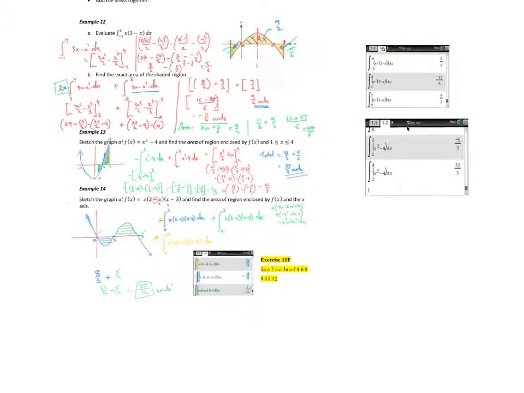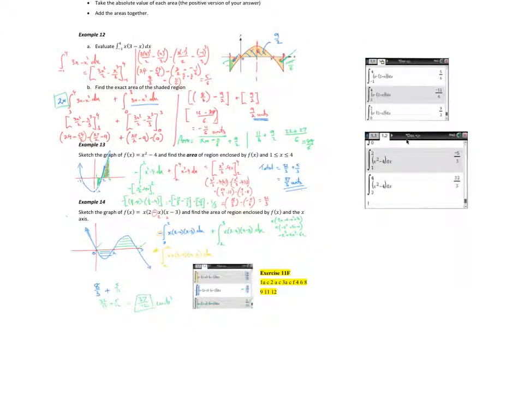So just to confirm there, look at our previous two examples. Example 13, the integral between 1 and 2 of x squared minus 4 dx. There's my negative 5 on 3 that we were talking about, okay? So I have to multiply it by negative 1 to make it a positive 5 on 3. And then obviously the 32 on 3 here corresponds to the integral between 2 and 4, which is positive, which we expect because it's above the axis.